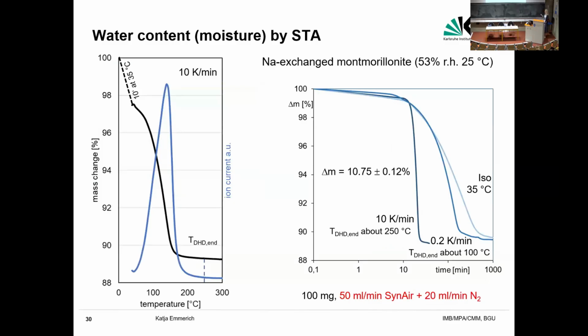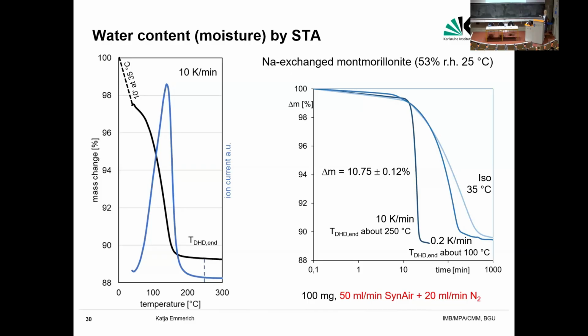Okay. And it's an issue about the water vapor, or the partial pressure of the water vapor. It's not only about the temperature. So we did some theoretical calculations I cannot show you today, but I can give you an explanation from the measurements. Here you see the TG curve of the dehydration of a sodium exchange montmorillonite that was stored at 53% relative humidity and 25 degrees Celsius. You see the mass loss, and here in blue you see the mass spectrometer curve of the evolved water.